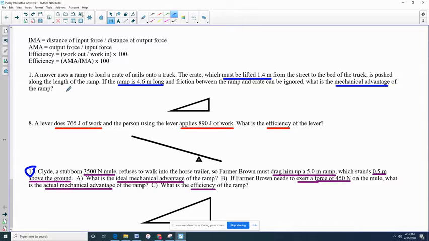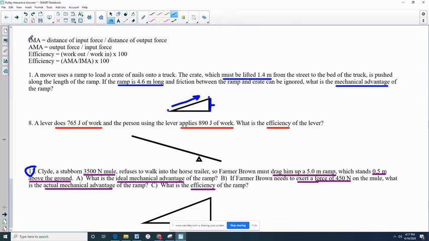So a mover uses a ramp to load a crate of nails onto a truck. The crate, which must be lifted 1.4 meters. So that's this right here. It's the distance it has to be lifted up is 1.4 meters. From the street to the bed of the truck, that is pushed along the length of the ramp, which is 4.6 meters long. So that's from here to here. That's the distance it has to be pushed along. But again, it's only going up 1.4 meters. Friction between the ramp and the crate can be ignored for this problem. What is the mechanical advantage of the ramp?